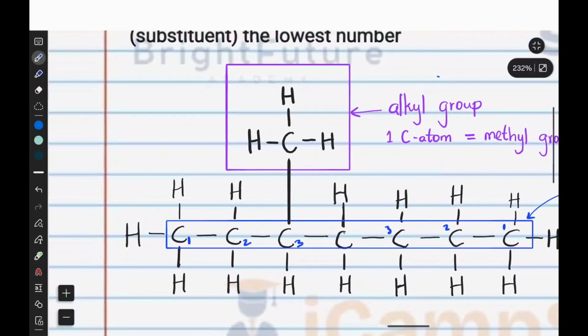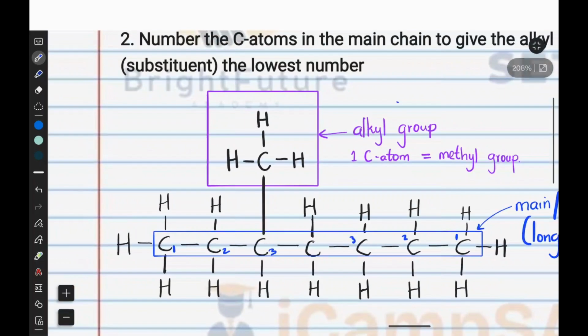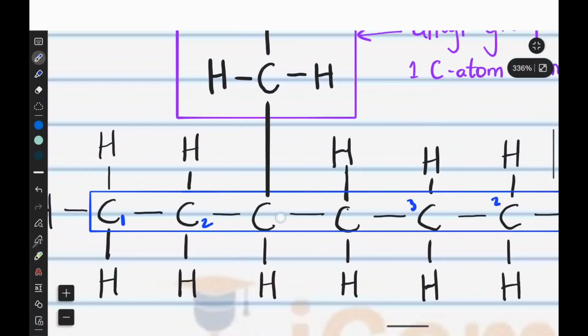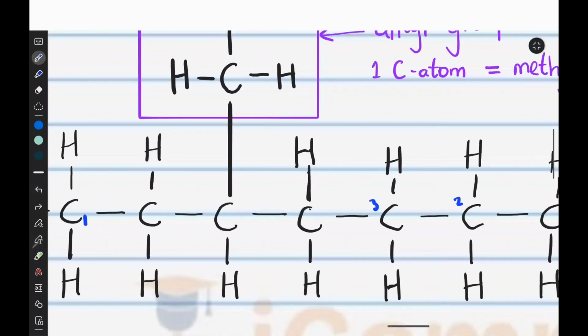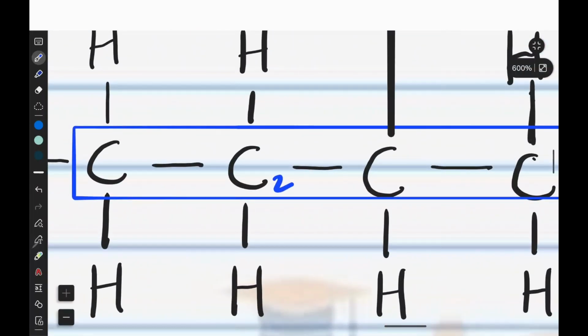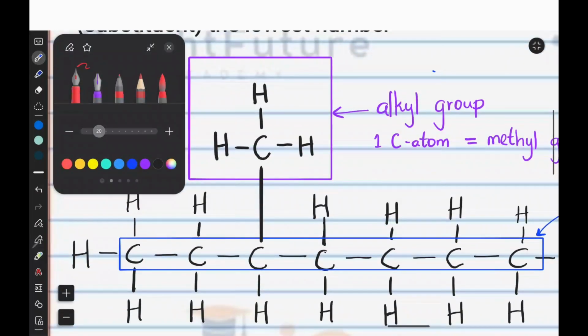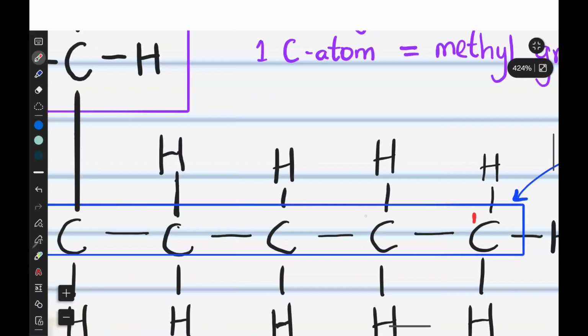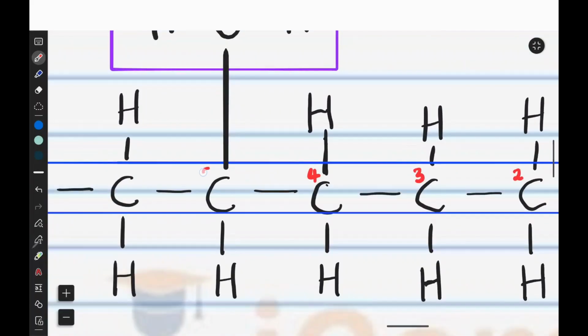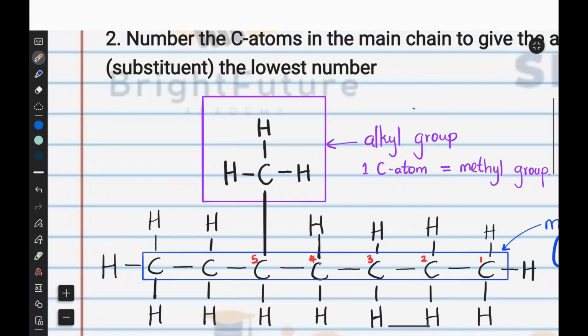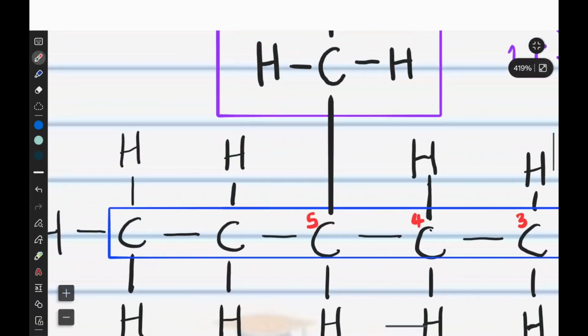So when you number, if you check, let's start numbering from the right, for instance. If we number from the right to the left, we'll use a different color. We will get 1, 2, 3, 4, 5. So what this means is the alkyl group is found on the 5th carbon from the left. Okay, then we continue 6 and then 7, right?